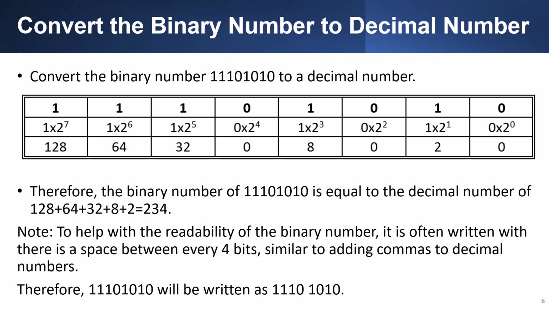which is equal to 234. Note, to help with the readability of binary numbers, it's often written with a space between every 4 bits, similar to adding commas to decimal numbers. Therefore, 1110 1010 will be written as 1110 space 1010.